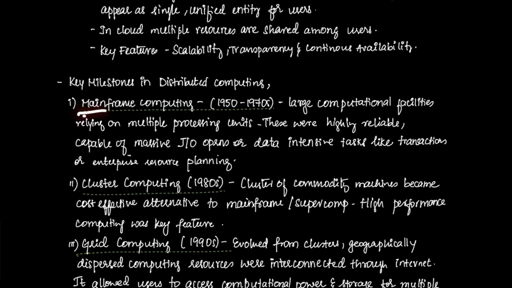First one is mainframe computing. Mainframes are large computational facilities, also called supercomputers. They rely on multiple processing units and were used in the 1950s to 1970s. These systems were highly reliable, capable of massive input-output operations, making them ideal for intensive data tasks like transactions or enterprise resource planning and so on. Though mainframes are not used these days, they have evolved. They are the foundation for the evolution of cloud computing.